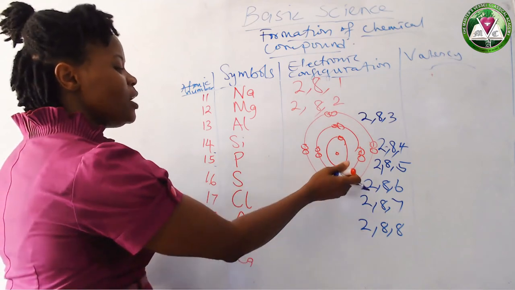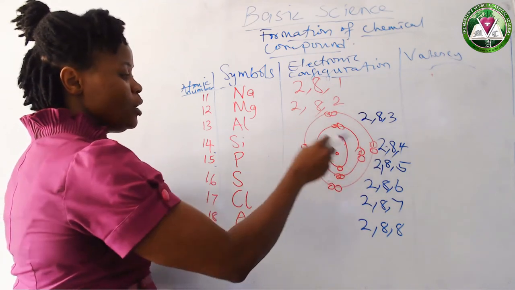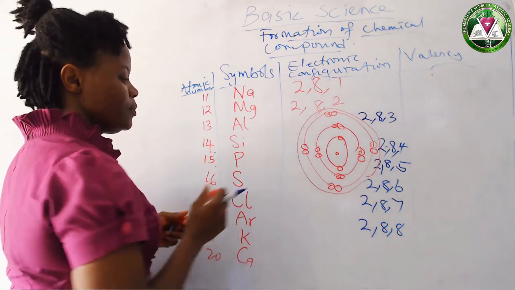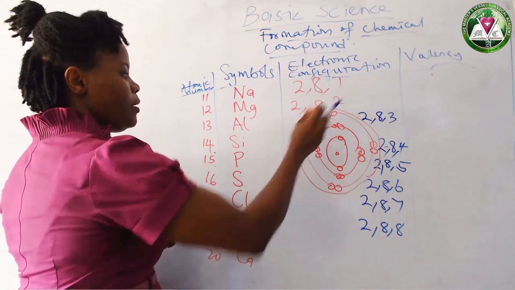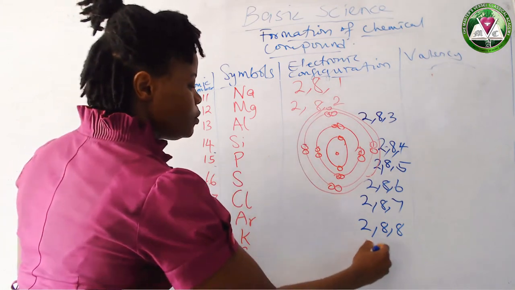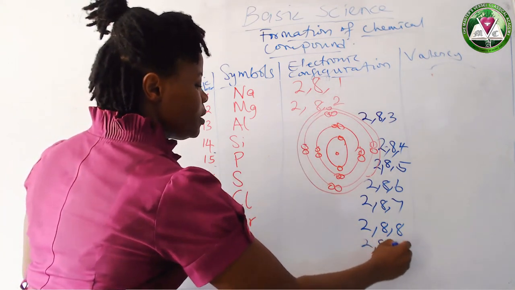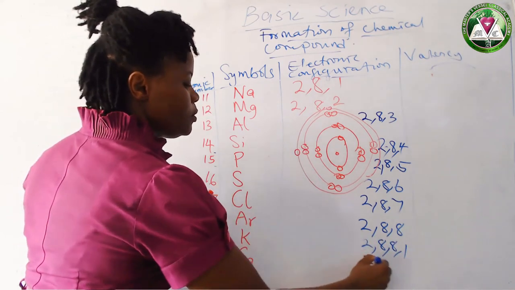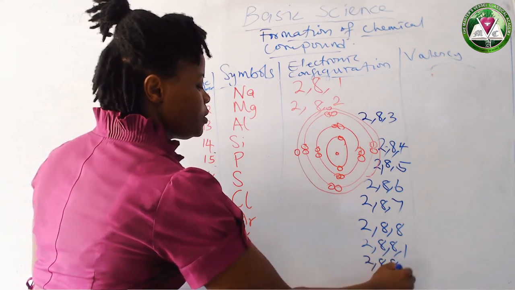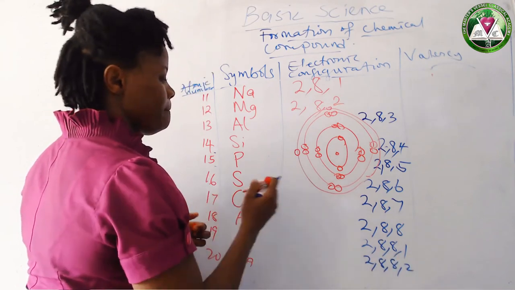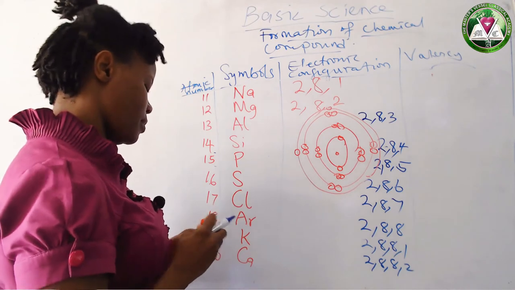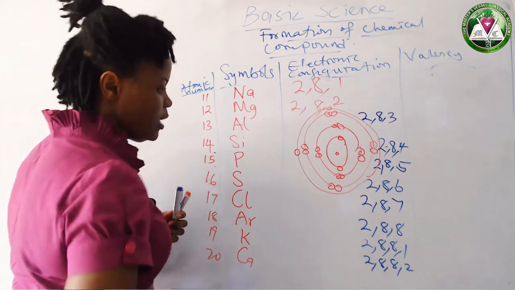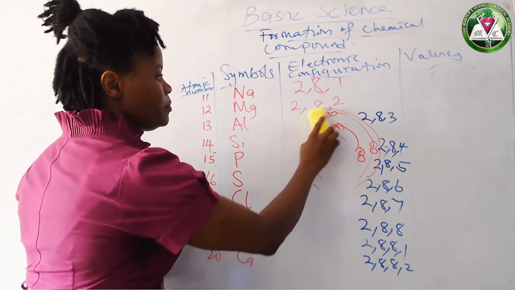So since this shell is complete, we'll draw another shell. Another shell. Then you have 1 here. 2, 8, 8, 1. 2, 8, 8, 2. Now, I think I can clean this structure now.